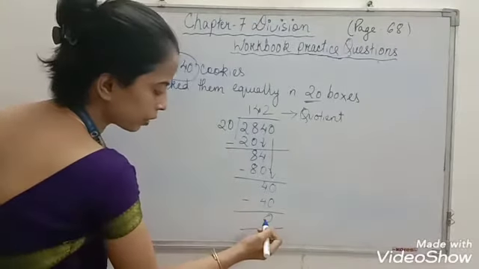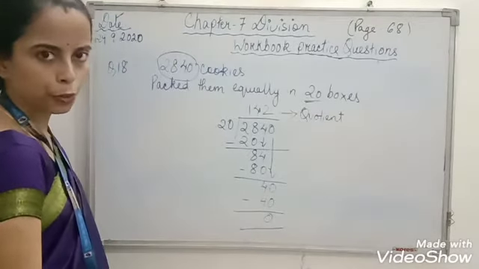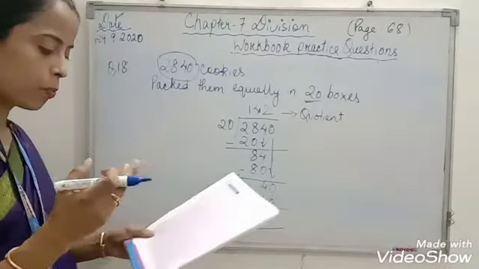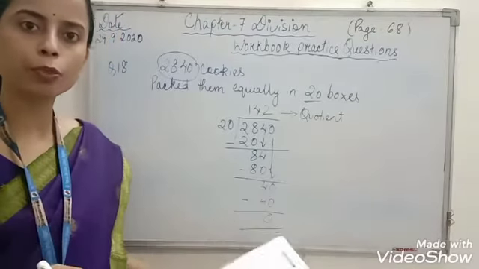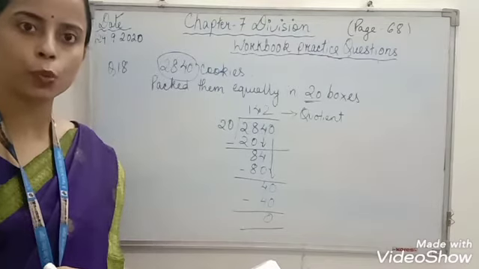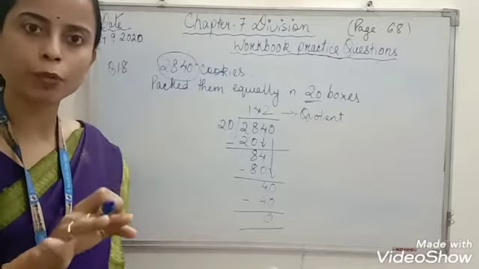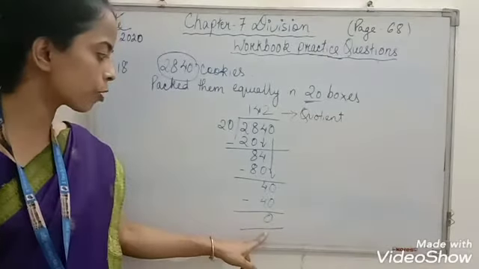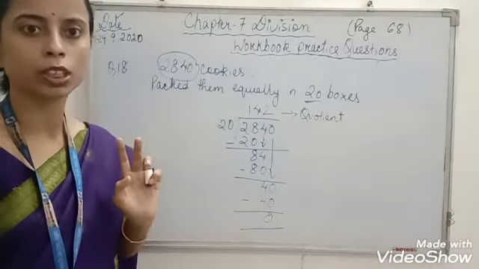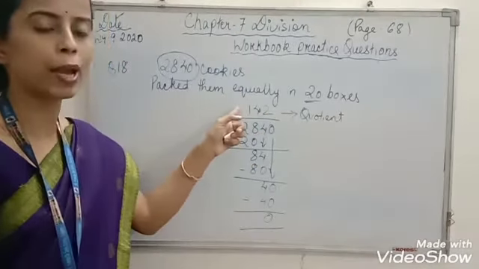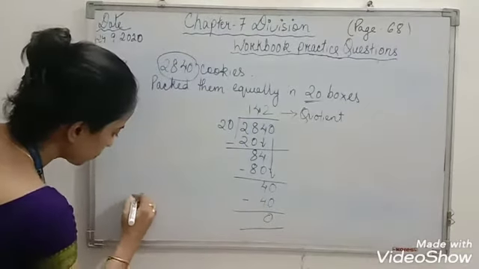Now, after doing division, did you get any remainder? No. So the question is asking what? Were there any cookies left unpacked? What are we going to write as the answer? Yes or no? The answer is no. Why? Because we did not find any remainder. All are equally packed in 20 boxes. So in one box, how many cookies are packed? 142.